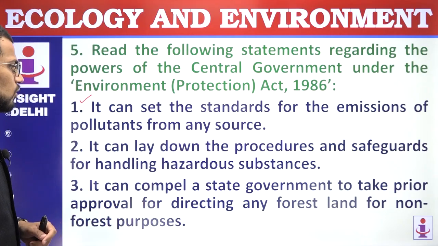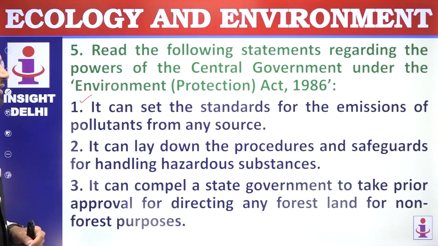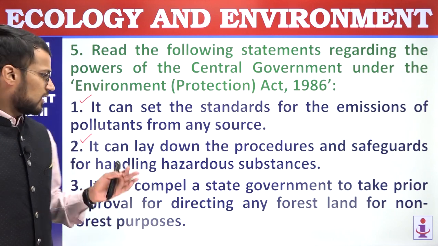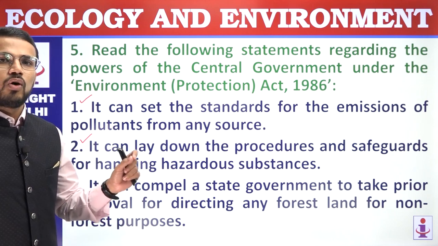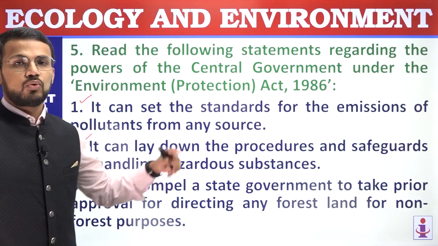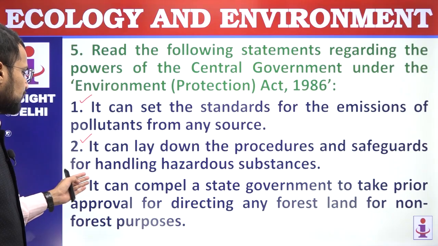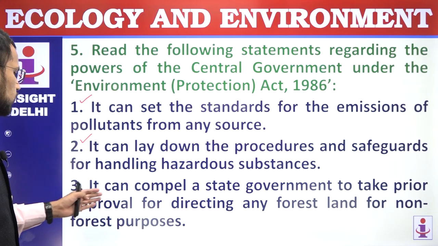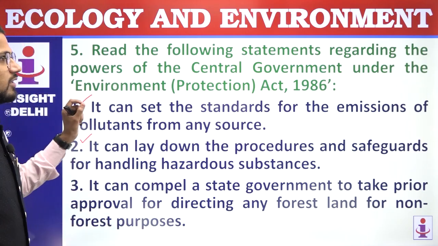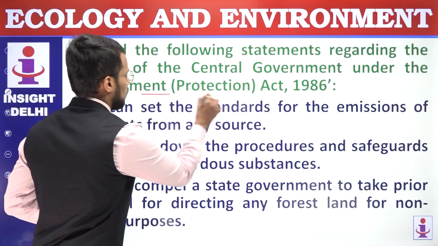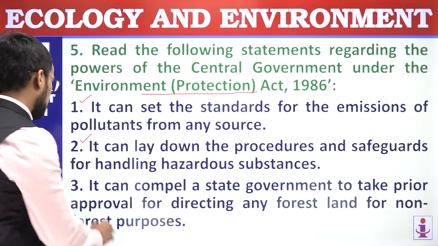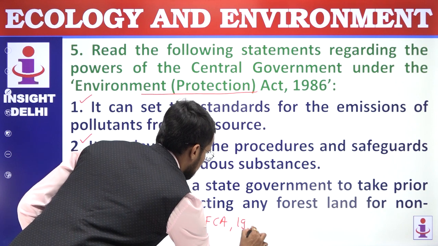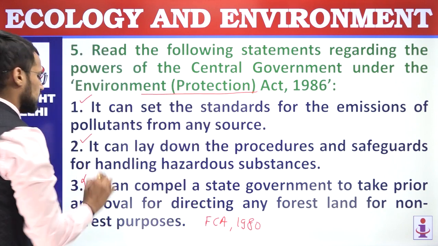Second, it can lay down the procedures and safeguards for handling hazardous substances. This is also a correct statement because as procedures and safeguards are important for handling of pollution, that responsibility is also with central government. Second statement is correct. Third, it can compel a state government to take prior approval for diverting any forest land for non-forest purpose. Now, the question is asking us about the powers of central government under Environment Protection Act 1986. These are the powers of central government under Forest Conservation Act of 1980. And that's why third statement is incorrect.